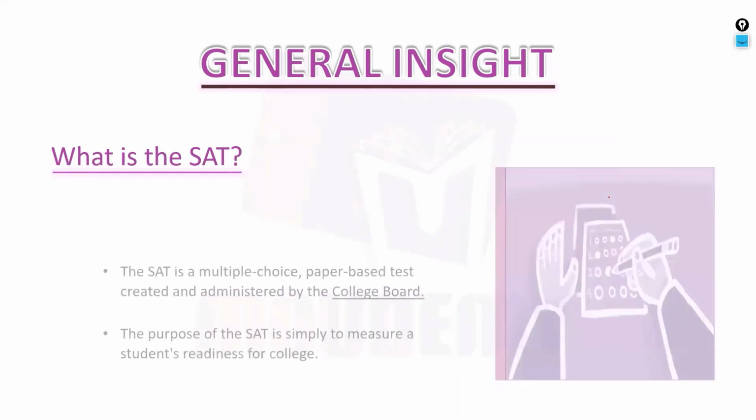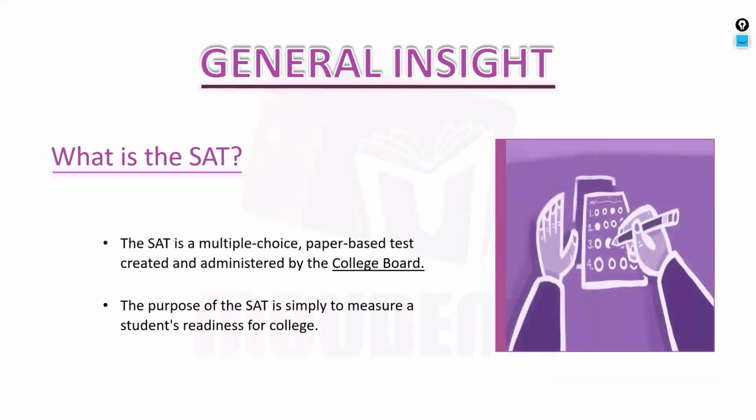What is the SAT? The SAT is a multiple choice paper-based test created and administered by the College Board. Let's move to the pen. You have to be familiar with this name, guys. You will encounter it in almost every exam and almost every practice test you're going to take in the future. For now, let's just remember this name. We're going to talk about it in detail in the upcoming slides.